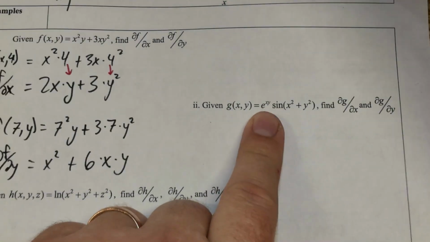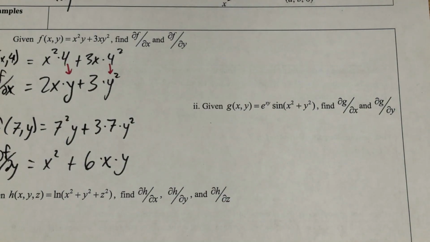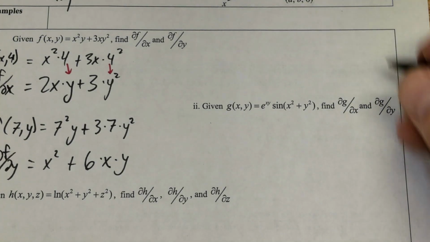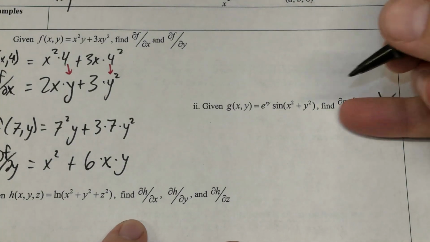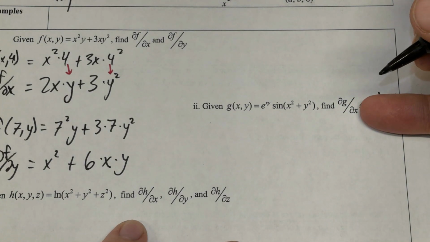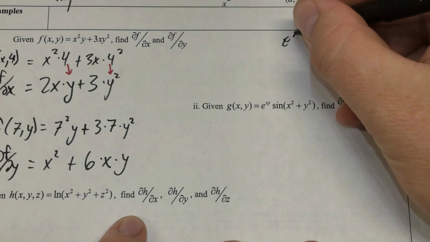This one gets a little bit complicated. I should probably have given myself more space because I have a product rule going on. So I'm just going to do one derivative and not both. So if this is g, and I'm going to do partial g partial x, that means I need to think of, well, what is e to the xy?